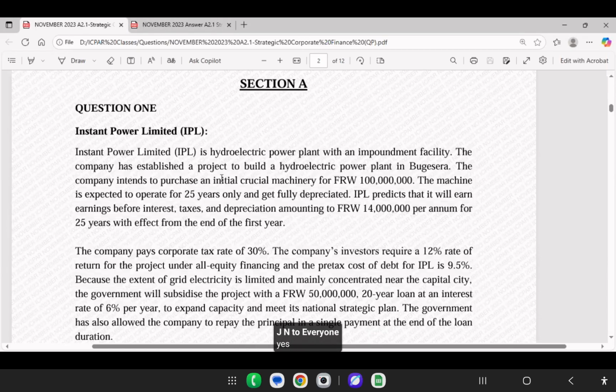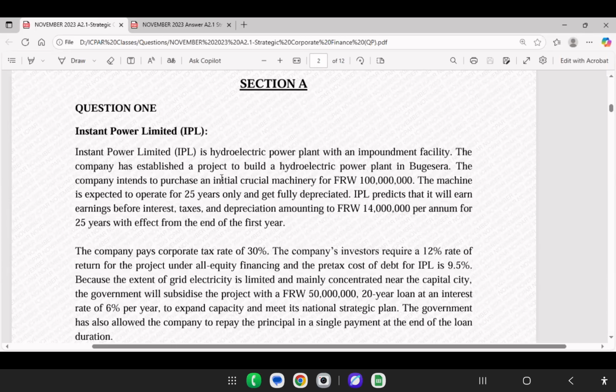I read question number 1. Instant Power Limited, IPL, is a hydroelectric power plant within an investment facility. The company has established a project to build a hydroelectric power plant in Bugesera. The company intends to purchase an initial crucial machine for Rwandan francs 100 million. The machine is expected to operate for 25 years only and get fully depreciated.